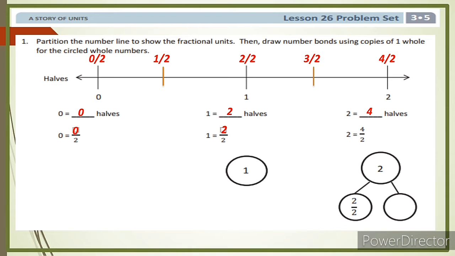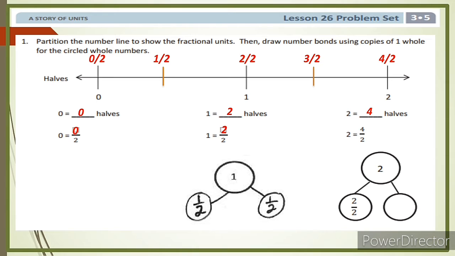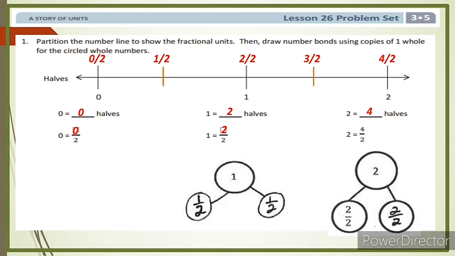So for the one whole, 1 half, let's draw the number bond. We have 1 is the same thing as 1/2, 1/2. When you split the 2/2 into unit fractions, you have 1/2, 1/2, and the 2 wholes is the same as, when you split the number bond, you have 2/2 and 2/2.